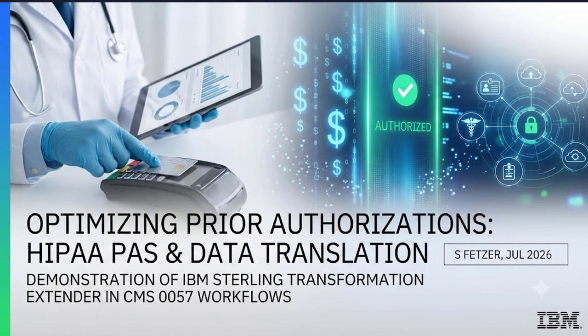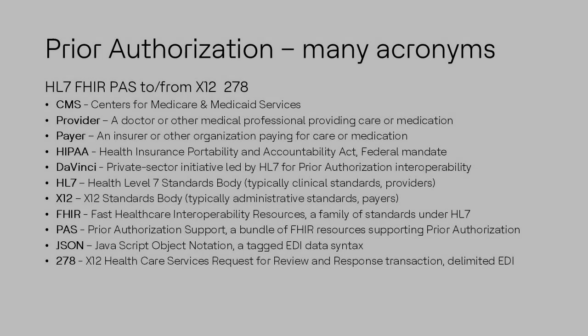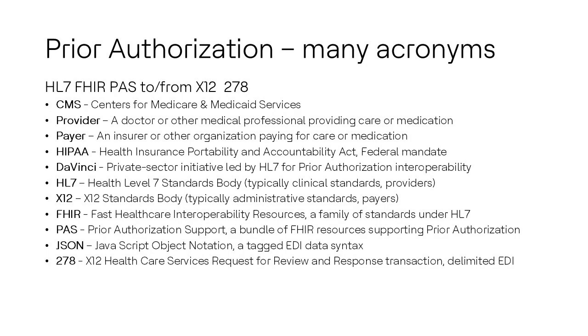Welcome. Today we are going to spend some time exploring how IBM's Sterling Transformation Extender is used to help with data translation for prior authorizations listed in CMS 0057F. If you spend any time in healthcare integration, you know we swim in an alphabet soup of acronyms. Before we dive into the technical demonstration of our mapping solution, I want to take a moment to define the key terms we will encounter.